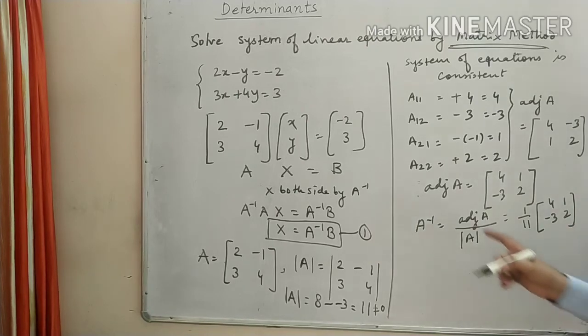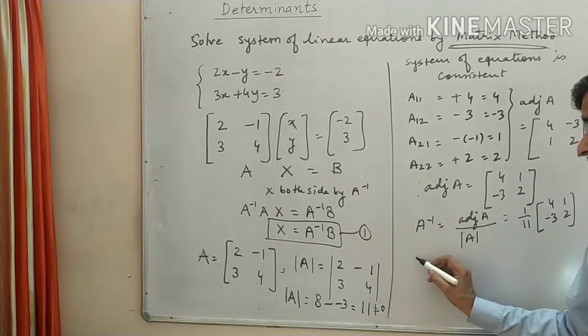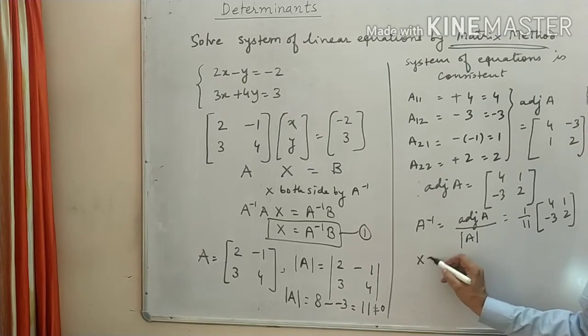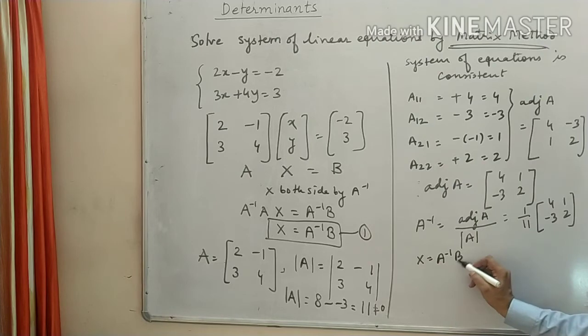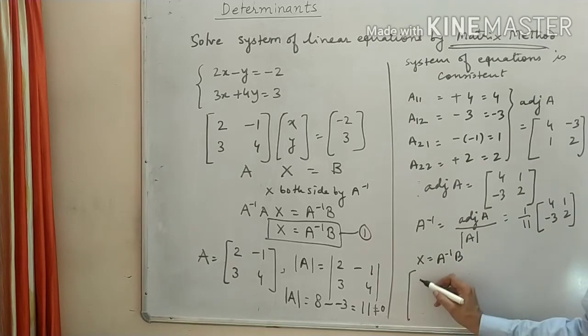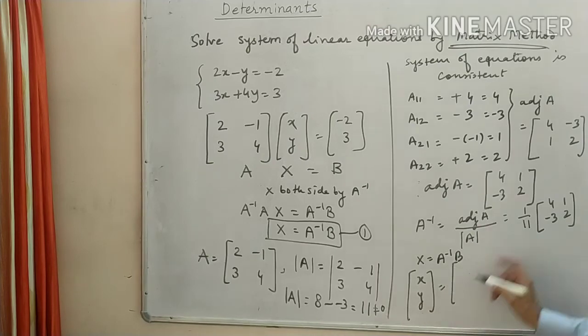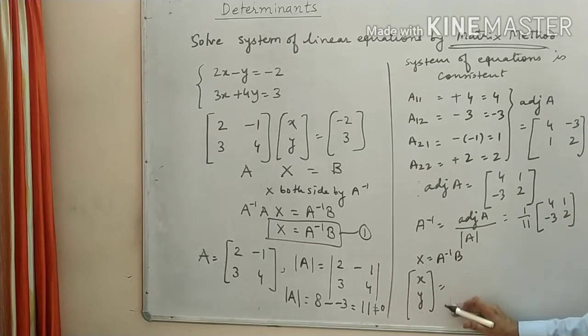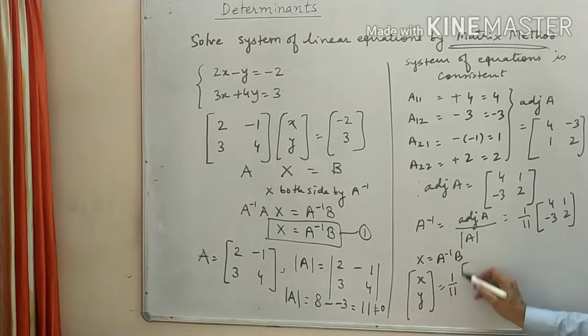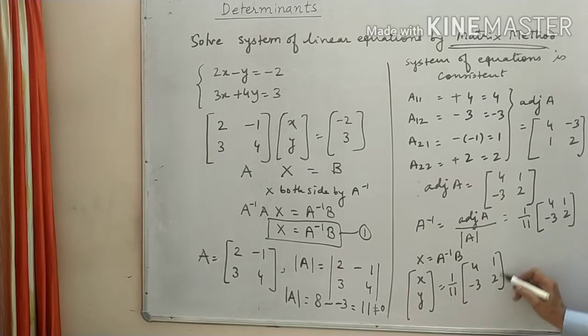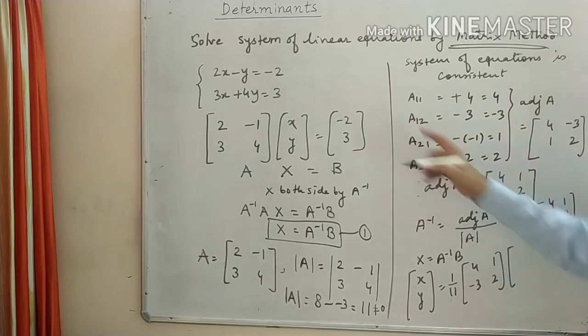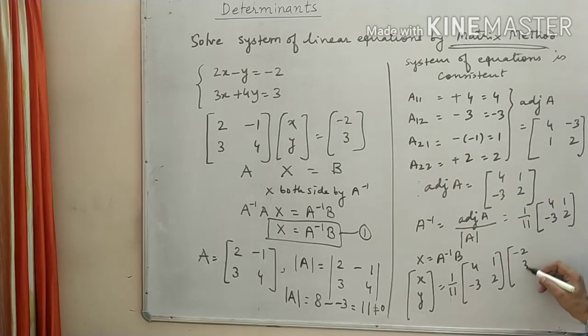Now you will put the values in equation 1. So when you put them in equation 1, what do we get? X equal to A inverse B. And X you know already, what is X? X and Y. And A inverse we have 1 upon 11, 4, 1, minus 3 and 2. And here you have B. B is minus 2 and 3. Look here, you have to solve this.